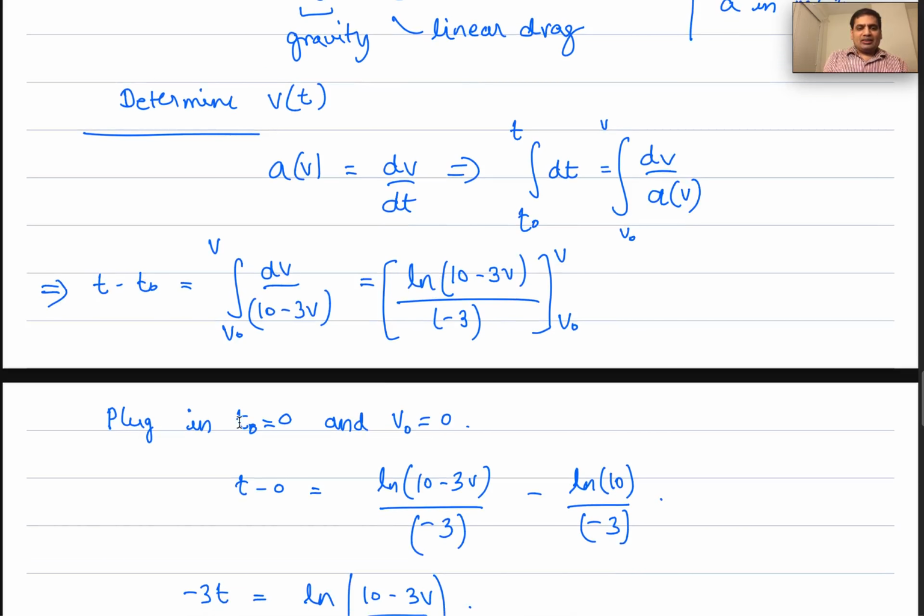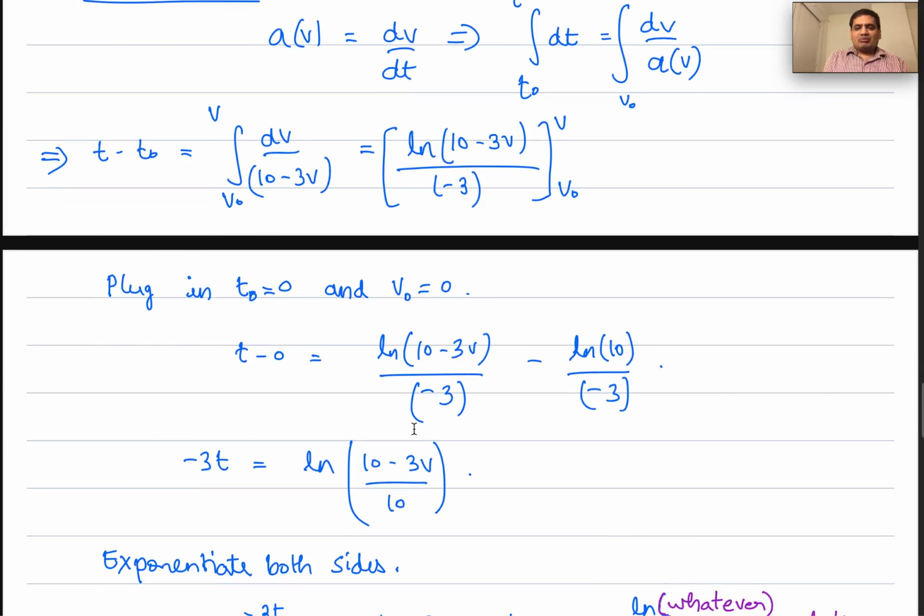In any case, we've done the integral. We can plug in t naught equal to 0, v naught equal to 0. So this becomes t minus 0. This becomes log of 10 minus 3v divided by minus 3, minus, then we plug in v naught equal to 0, which gives us log 10 divided by minus 3. You can bring the minus 3 up here, so we have minus 3t here, and here we have log 10 minus 3v minus log 10. Log of a minus log of b is log of a divided by b, so that's what we are using here: log of 10 minus 3v divided by 10.